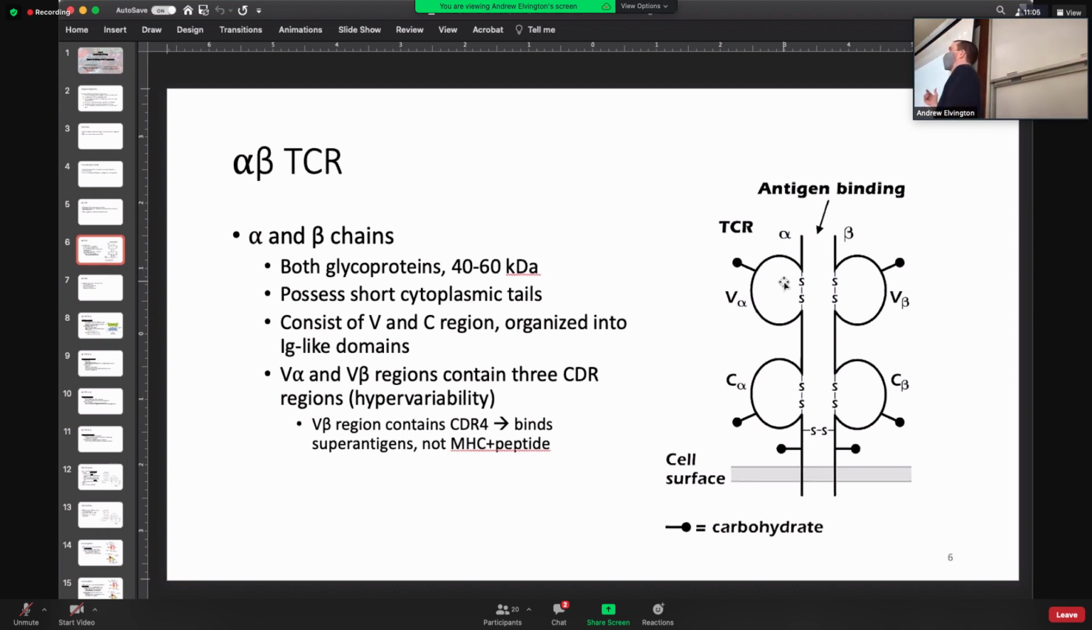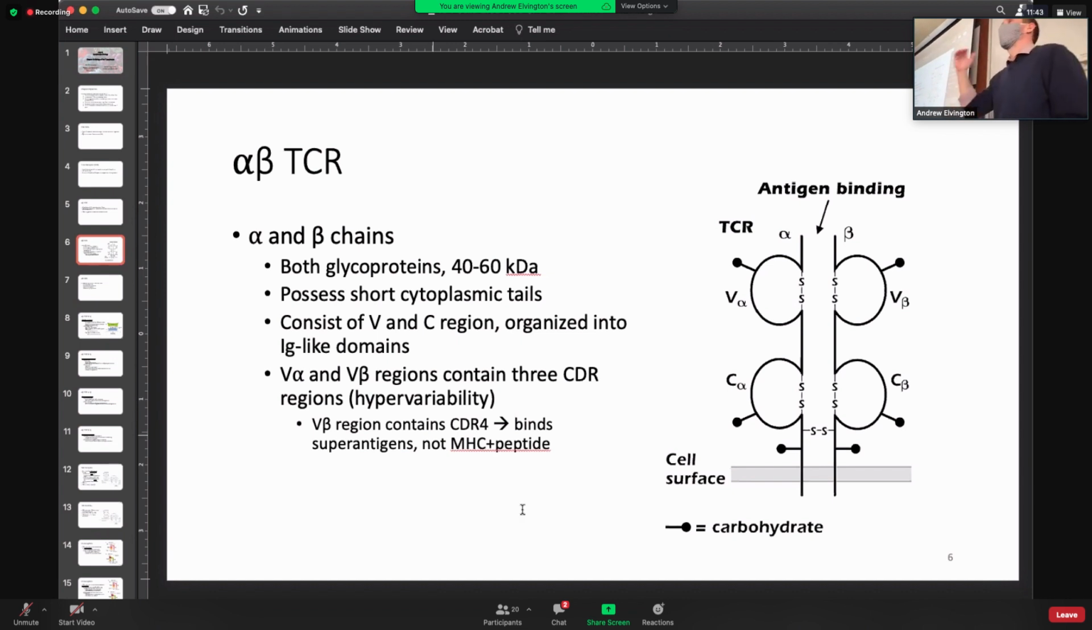So what do you think the variable region is going to do? Right, yeah, bind antigen. The part that can be the most variable makes sense to be the part that can bind any number of these antigens, right? So there's a similarity there. The variable region of our T cell receptor is analogous to the variable region of our immunoglobulins. They'll also have a constant region, which is more stable. Each chain only has one constant region though, and that's why these chains are much shorter.